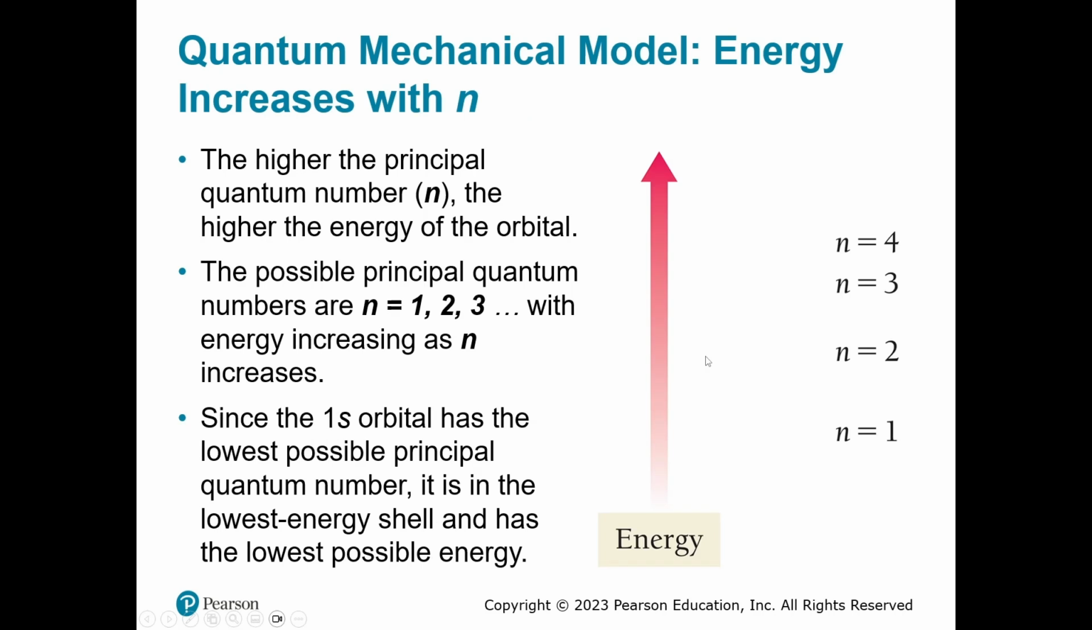So as principal energy level increases, so too does energy. So we call it principal energy level because each level is synonymous with the amount of energy of those type of orbitals.